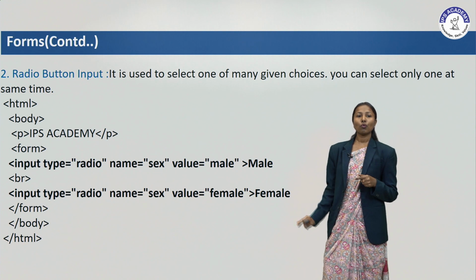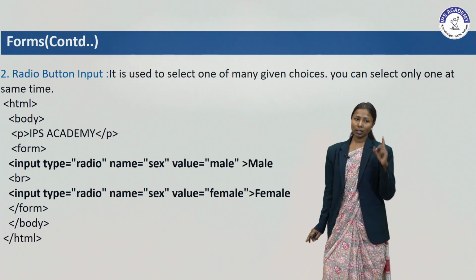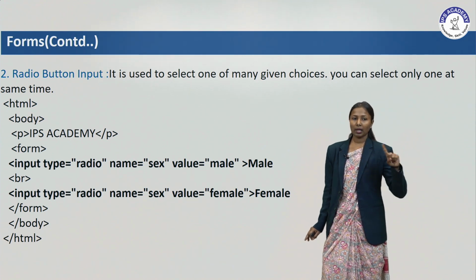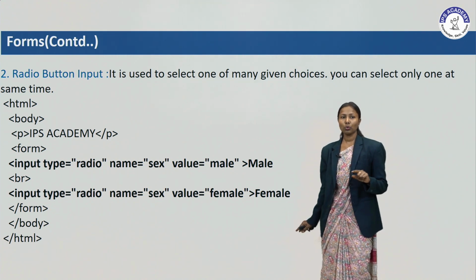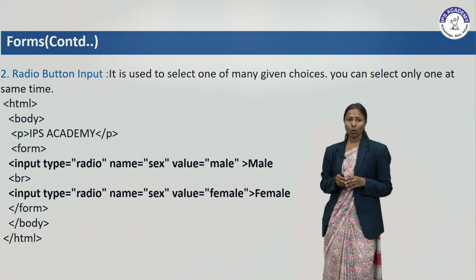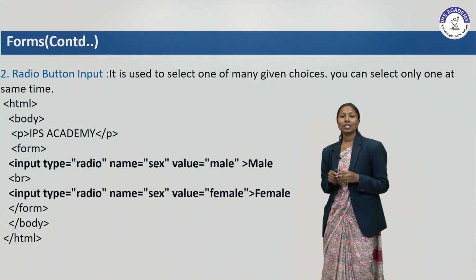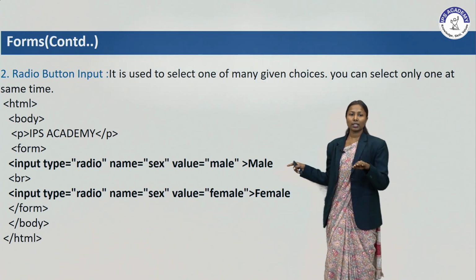Okay, so if you want to select gender, right? The gender like male or female, you are selecting only one option from male or female. So for that purpose you have to use a radio button, right? So for creating a radio button I am writing the same code, but here there is one change: you have to use input type is equal to radio instead of text.